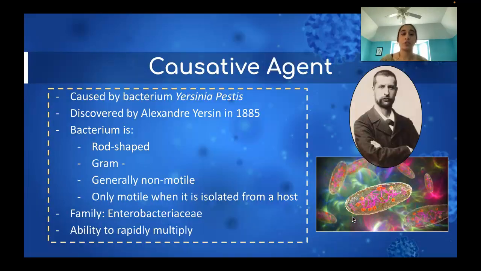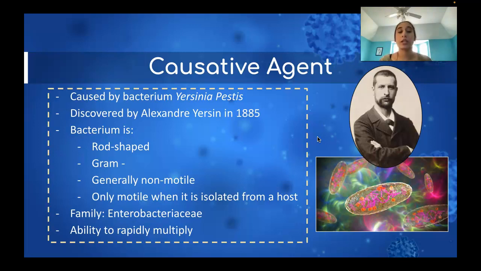So back to the causative agent, Yersinia pestis. It was discovered by a man named Alexander Yersin in 1885. This is him right here. And this bacteria is rod-shaped, as you've seen in the pictures before and in this picture over here. It's also gram-negative, and it's usually described as non-motile. However, there are some sources that describe it as motile when it's isolated from the host.